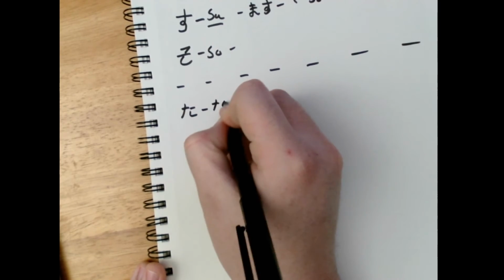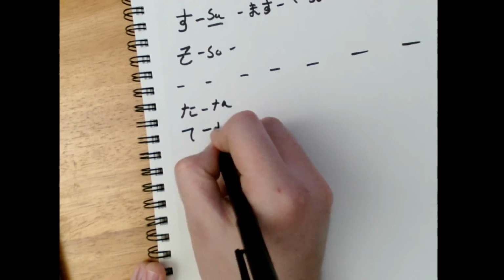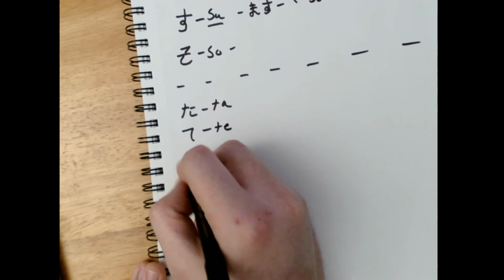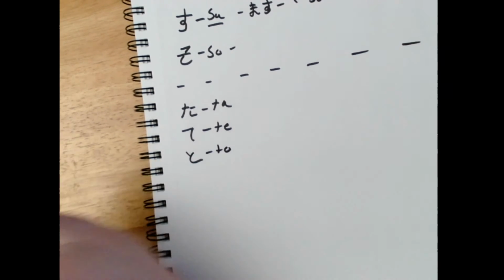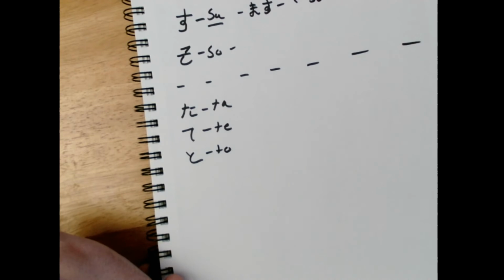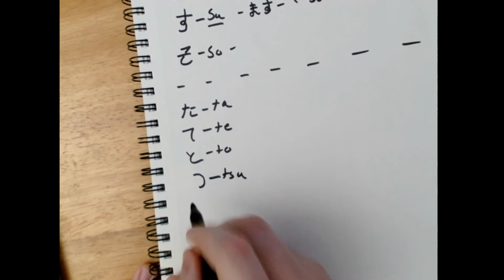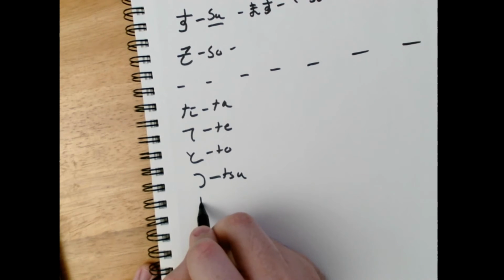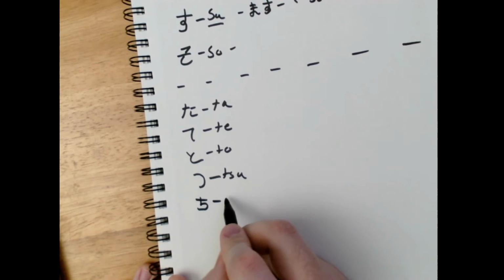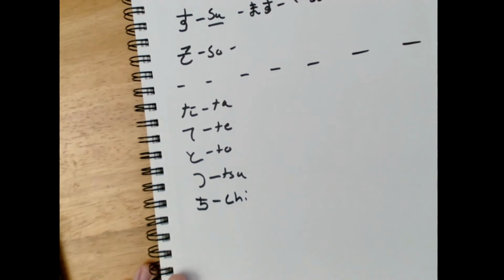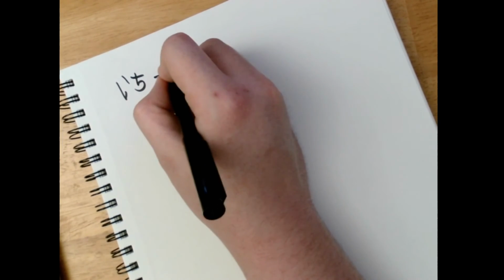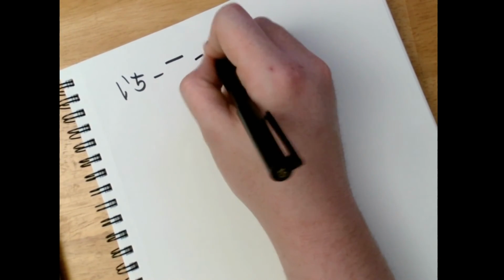So this is ta. This is te. This is to. This here is tsu. And then finally we have chi. See? Not too bad. The first word I'm going to put down, besides ao and aka, is ichi, which is, this is what the kana is. It's just a little bar, and it's just one.